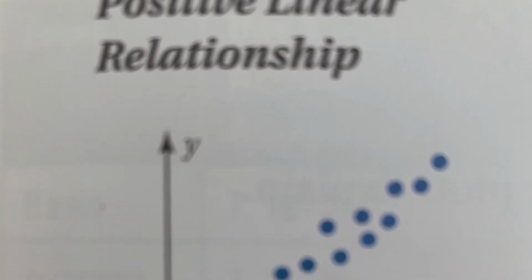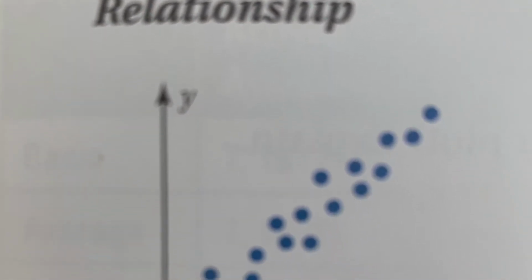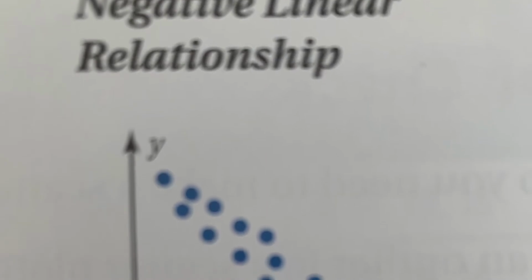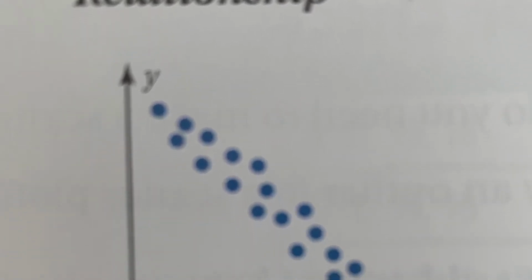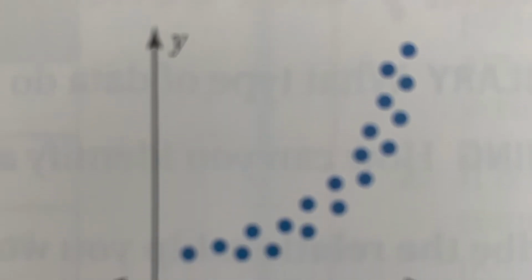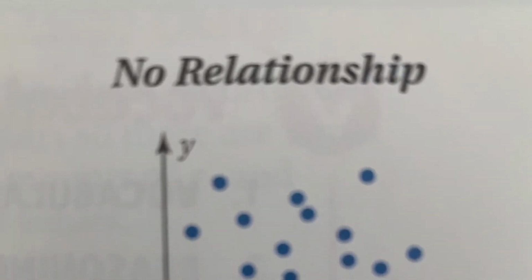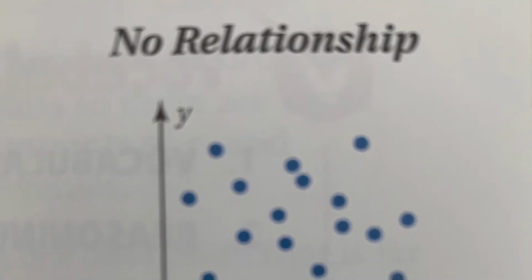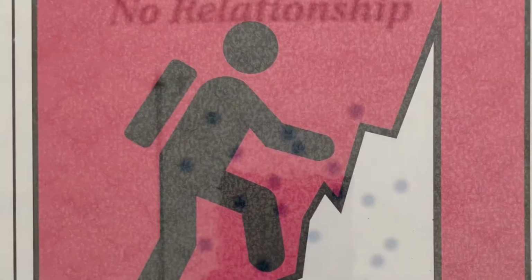This scatter plot shows a positive linear relationship. X increases and Y does too. Now this one shows a negative linear relationship. As X increases, Y decreases. Here we have a nonlinear relationship. And finally, we just have a scatter. We have no relationship. These points show no pattern.